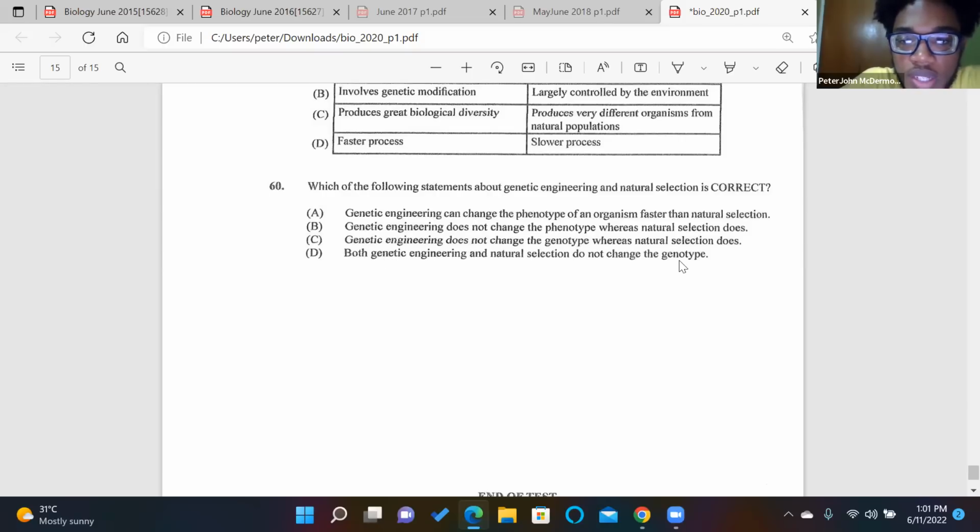Does genetic engineering change the genotype? Yes. Does natural selection change the genotype? All right, let's not say that, we already asked that. Genetic engineering does change the genotype. We know that. So it's A.